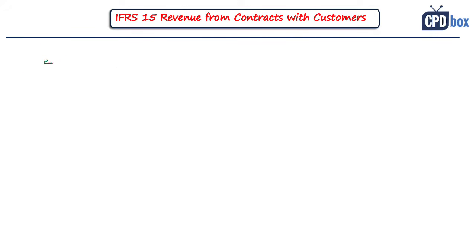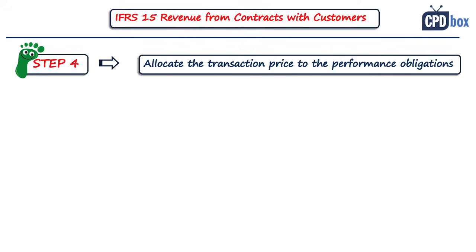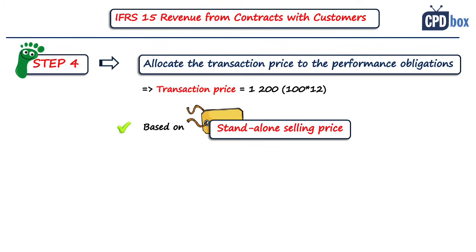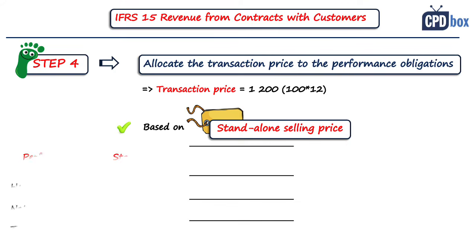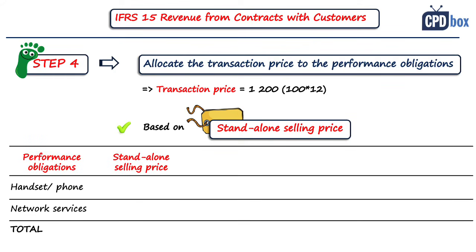Step number 4, allocate the transaction price to individual performance obligations, and this is where it becomes interesting. From the previous step, we know that the total transaction price is 1,200, and we need to allocate it based on the relative standalone selling prices. To do that, we first set up a simple table like this one, where all performance obligations are listed. So you see network services and phone here.